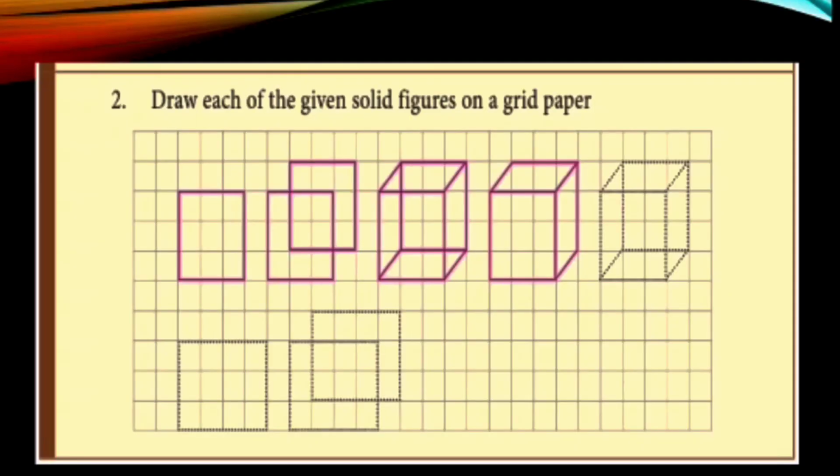Next, draw each of the given solid figures on a grid paper. This is a grid paper. Already we know about graph sheets. Likewise, we have grid papers. So here they have drawn one cube. Okay, you have to try to draw the same cube below the sheet.